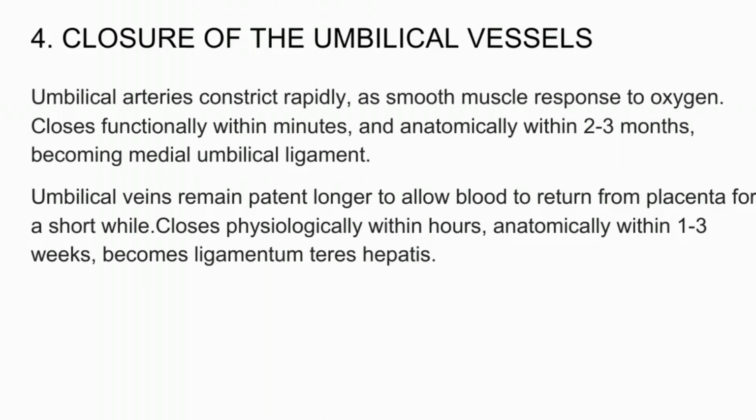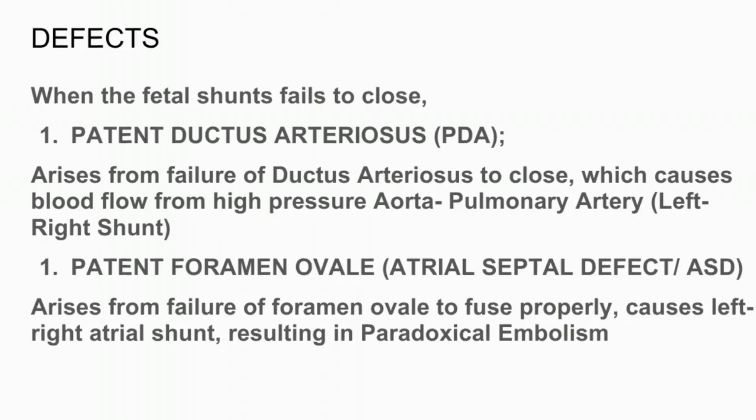So the umbilical arteries constrict rapidly as smooth muscle responds to oxygen, close functionally within minutes and anatomically within 2 to 3 months, becoming the medial umbilical ligament. The umbilical vein remains patent long enough to allow blood to return from the placenta for a short while, closes physiologically within hours, anatomically within 1 to 3 weeks, and becomes the ligamentum teres hepatis.